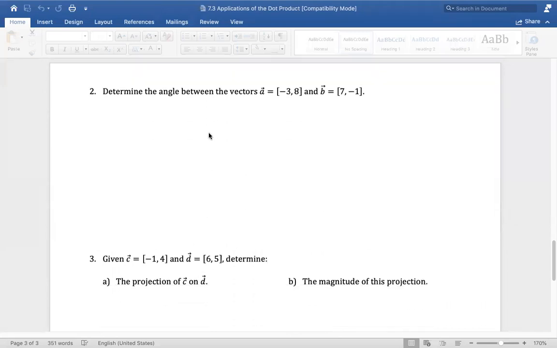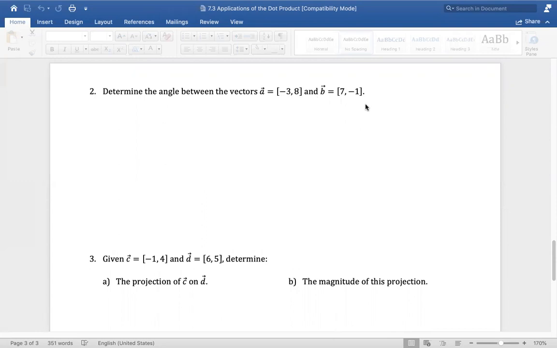Okay, figure out the angle between vectors A and B. We know it's a Cartesian vector because we have our square brackets here, -3 and 8. So that's the horizontal and vertical component. And your vector B is 7 and -1. So how do I figure out the angle in between them?